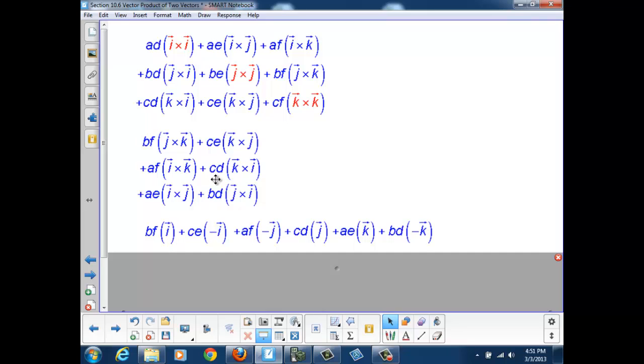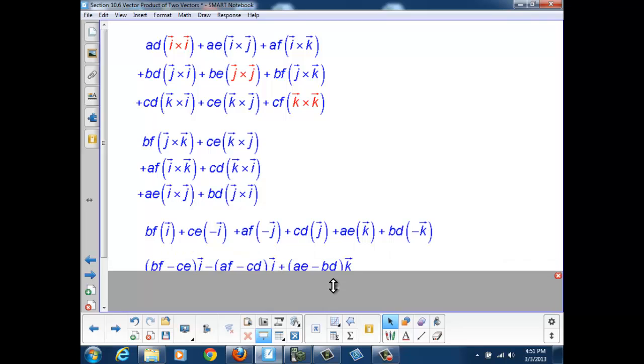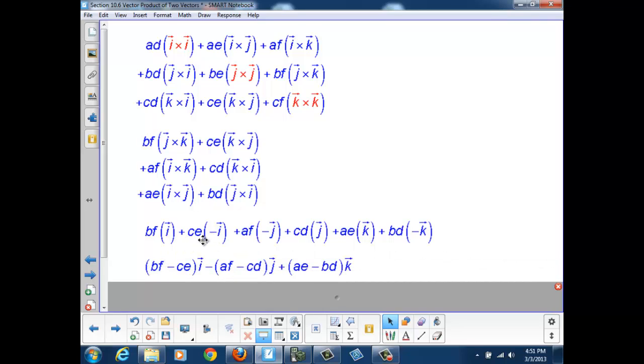J cross K is i, K cross J is negative i, I cross K is negative j, and K cross I is j. I cross J is k, and J cross I is negative k. So if I combine my i information, I see that I have BF minus CE i, minus AF minus CD j. I've reversed the order of these, and you'll see why later. Plus AE minus BD k. So that's what my cross product will be equal to, is this calculation.